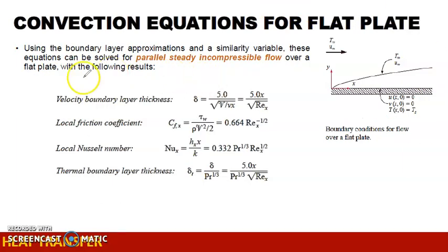And then this set of equations here are the equations for a parallel, steady, and incompressible flow over a flat plate. If the flow is parallel and steady, we can use this set of equations in finding the thickness of the velocity boundary layer, the thickness of the thermal boundary layer, the local Nusselt number, and the local friction coefficient.